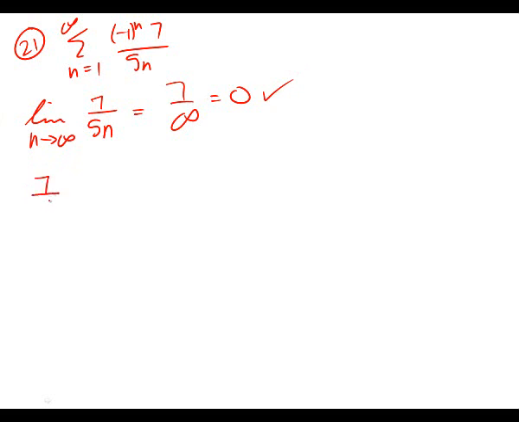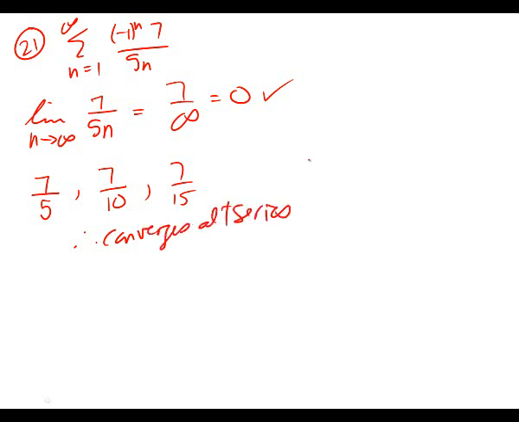So 7 over, when I put in a 1, I get 5. And then 7 over, when I put in a 2, we get 10. We put in a 3, we get... Is it decreasing? Yeah, so we know that it converges by alternating series. So we know that it's definitely A.